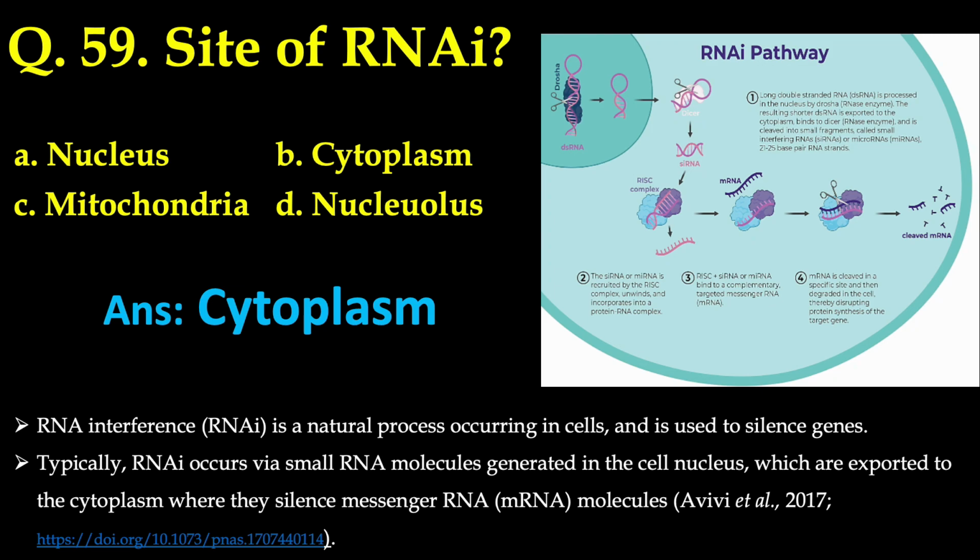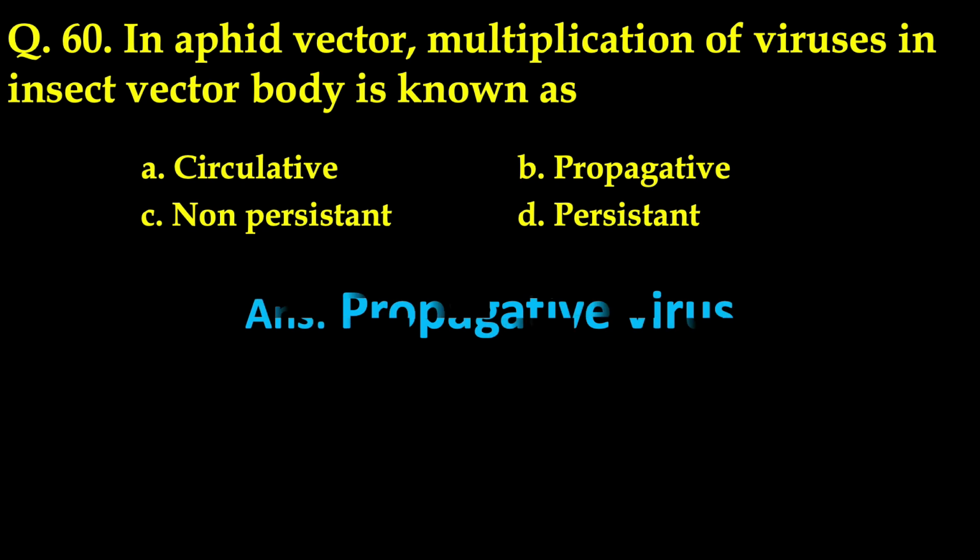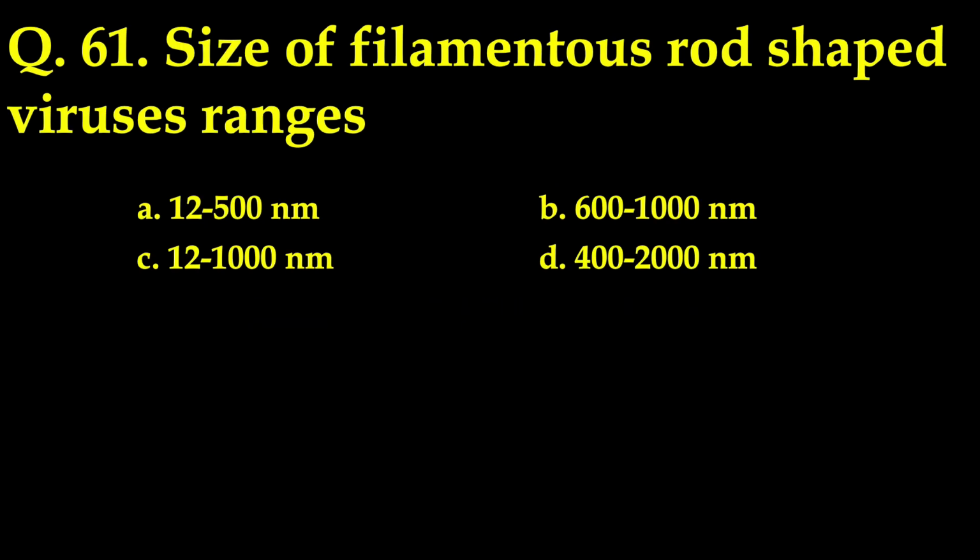This is the simplest steps by which we can understand the RNAi pathway in a particular system. Next question is on, in aphid vector, multiplication of the viruses in insect vector body is known as, there were 4 options: circulative, propagative, non-persistent and persistent. The correct answer is propagative viruses.